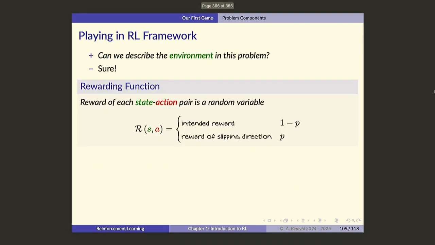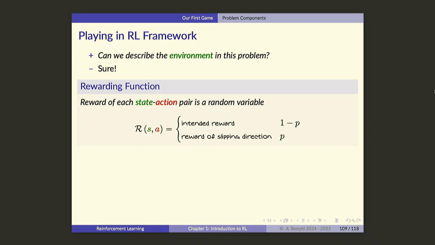Okay, so now, the rewarding system here is simple to describe. It simply explains how you're going to get your next reward. If, for example, you're in cell S, this is your state, and you do action A, you just decide one direction to go, then you might go in the intended direction. So you press right, you go right. The chance of getting the intended reward, the reward that you expected to get when you move, is going to be 1 minus p.